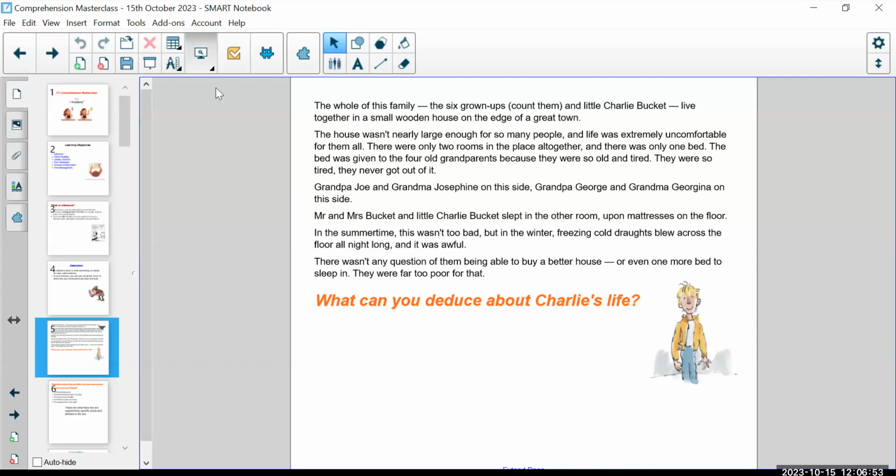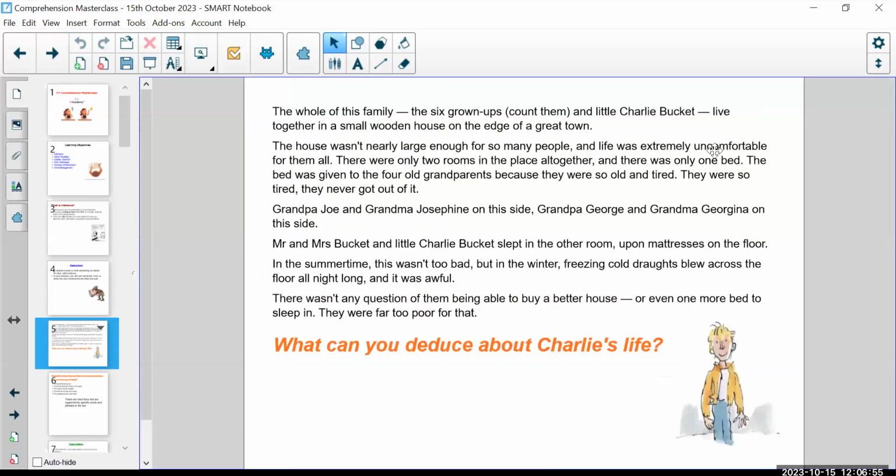So let's zoom in a little bit so it's easy to read. Okay, let's read it through and then I'll see what your deductions are in the chat. The whole of this family, the six grown-ups, count them, and little Charlie Bucket, live together in a small wooden house on the edge of a great town. The house wasn't nearly large enough for so many people, and life was extremely uncomfortable for them all.